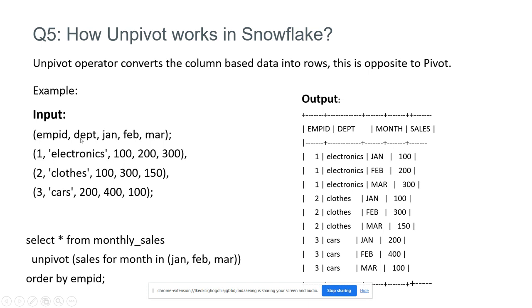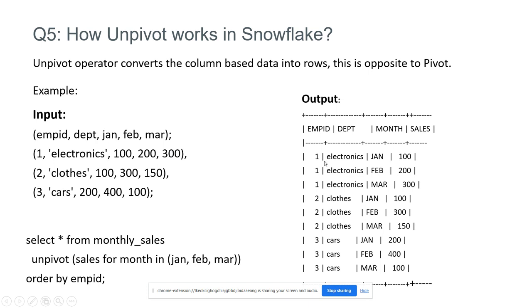Let's see it with one example. I have input like this: employee ID, department, January, February, March. So I have data like this. Department is electronics. For January the amount is this one, February this one, March this one. Now I want to see output like this.